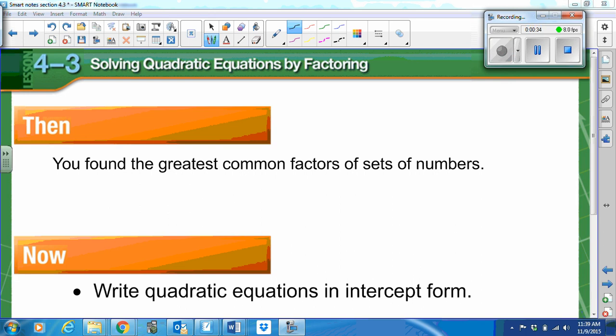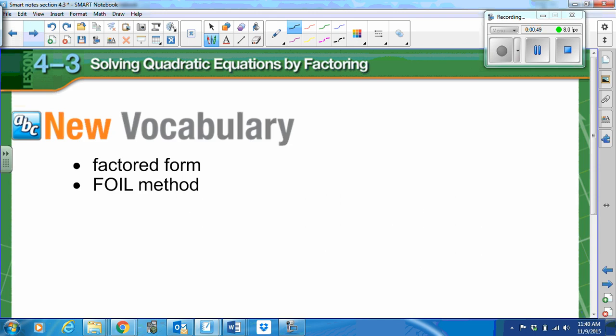the last one was roots. And what we're going to do in this section is talk about how to factor quadratics in order to find those solutions algebraically. And so we're going to write quadratics in what's called intercept form, which is a factored form of quadratics. So we're going to talk about factored form, and then the book talks about FOIL form. I'm going to call it distribution, and this is very helpful right now.